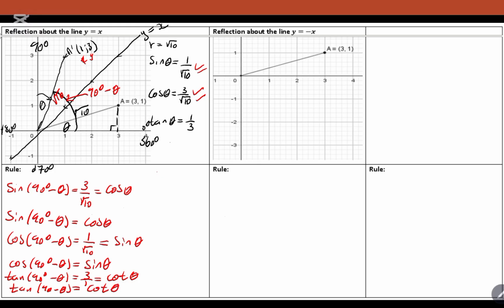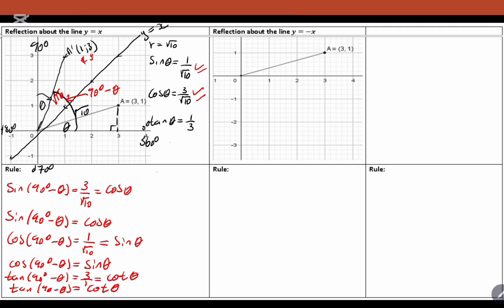So basically we can see that when we are reducing by 90 degrees, the trigonometric ratios change to their cofunctions. So the cofunction of sine is cosine, and the cofunction of tangent is cotangent.